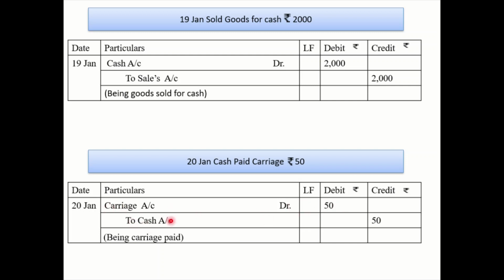And to cash account is credited. Cash account is a real account and the rule of real account is credit what goes out. Cash is going out of the business. That's why cash account is credited with rupees 50. Being carriage paid is the narration of this transaction.